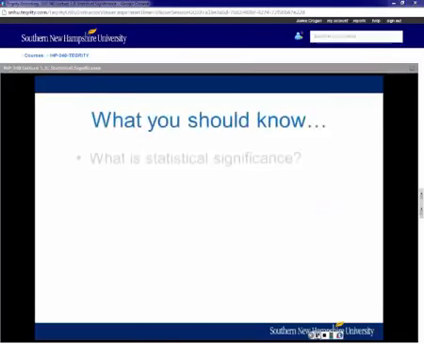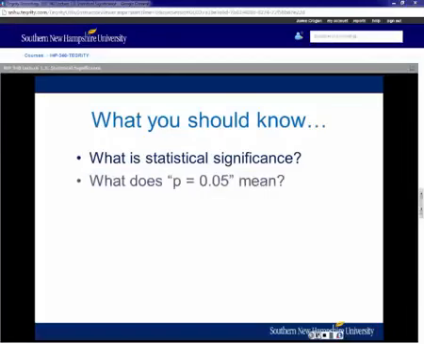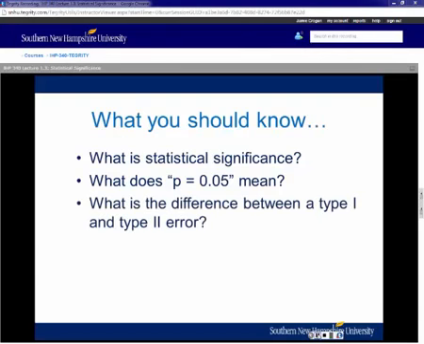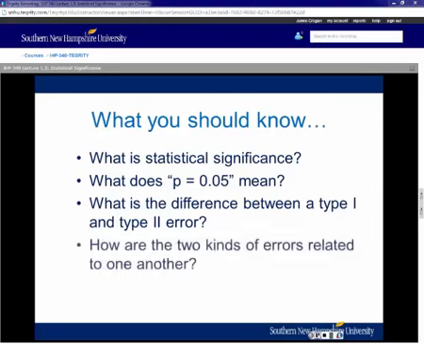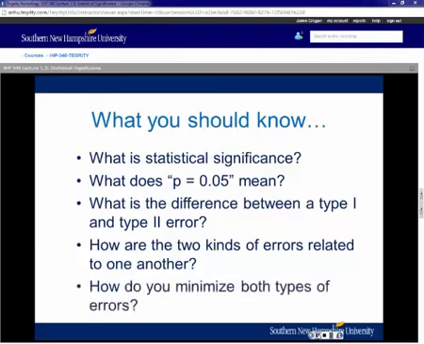So the bottom line, here's what you should know. You should be able to describe and explain what statistical significance is. You should be able to tell me what a p-value means, so a p-value of 0.05, what does that mean? You should be able to tell me the difference between a type 1 and a type 2 error, and you should be able to describe how these two errors are related to one another. When you try to reduce one, you can possibly increase the other and vice versa. And finally, you should be able to tell me how you minimize both of these types of errors.